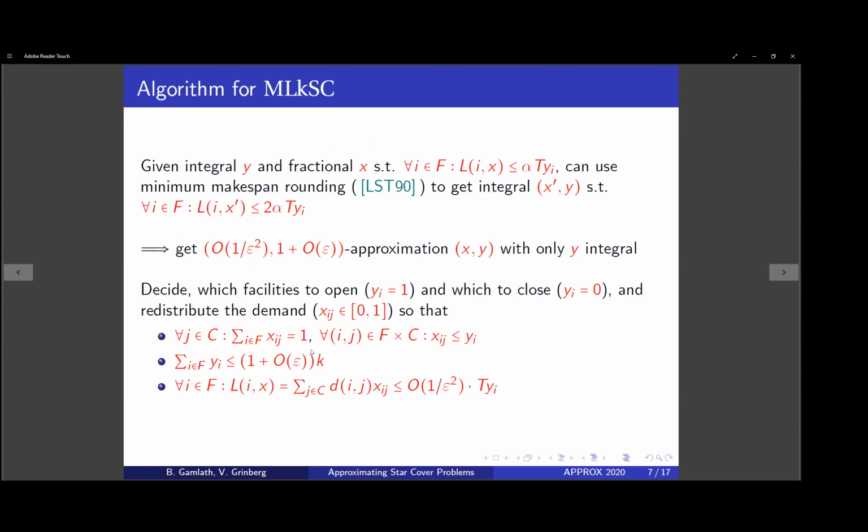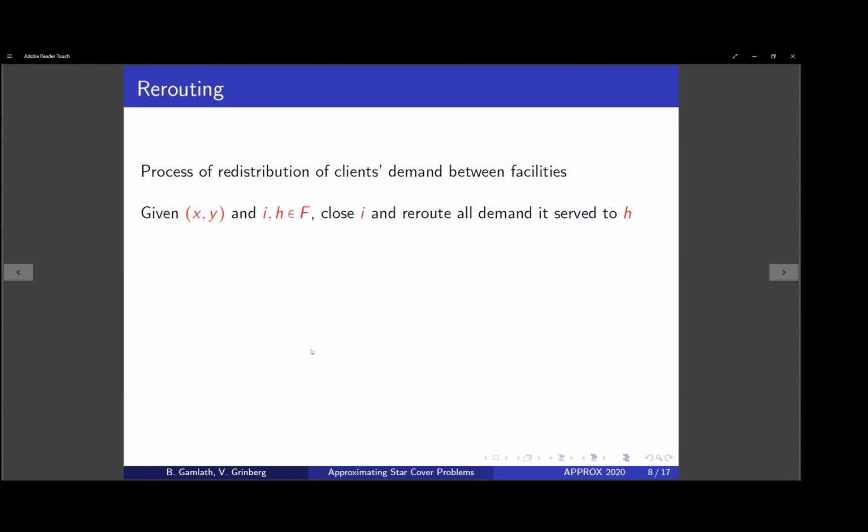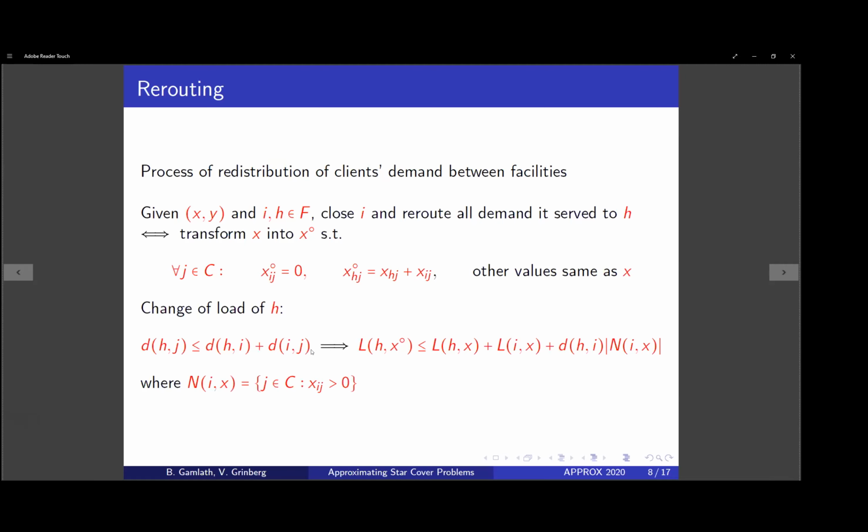I'll try to give a brief idea of our main point. When we are given a solution to the linear program, we want to open some facilities, close the others, and redistribute the demand between open and closed facilities. We do this by rerouting, which is basically adding the demand of one client facility to another client facility. Standard procedure. And we can estimate the change of load that a facility gets after we reroute something.